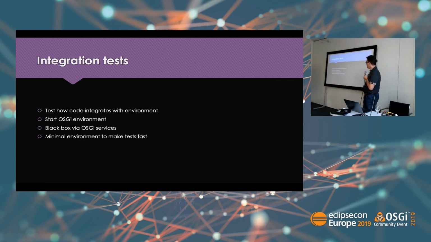So, of course, you want some setup to start your framework. You, again, want to be as black box as possible. And here it's on the level of typically OSGi services. So you don't want to go deep into your code. You want to use them from the outside, from the services your bundle provides, because that is the natural way other bundles interact with your code.